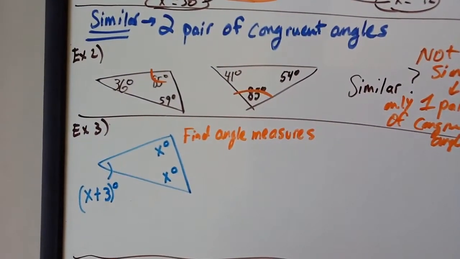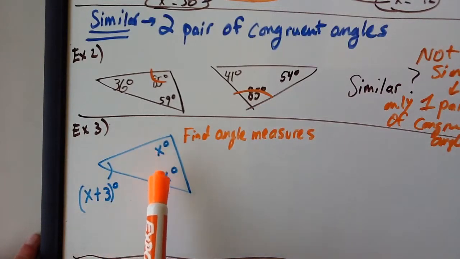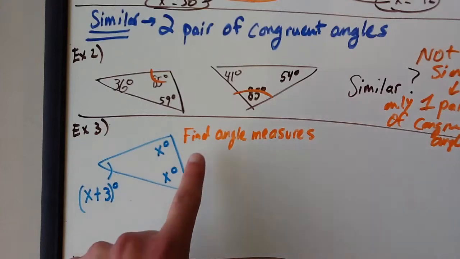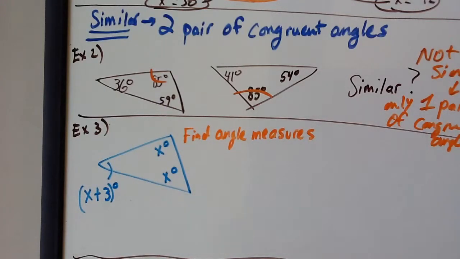All right, example 3. I have this triangle right here, and these three angles are given to me: x plus 3 degrees, x degrees, and x degrees. I need to use my knowledge of how many degrees are in a triangle to solve for x, and once I solve for x, then I can find the missing angle measurements.